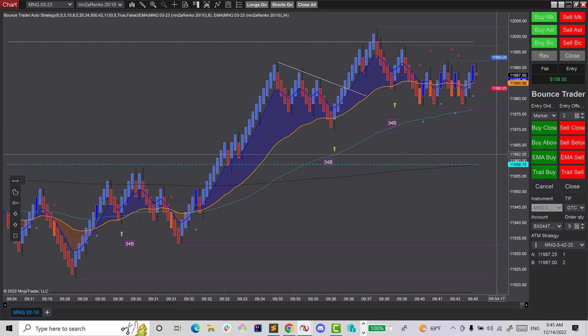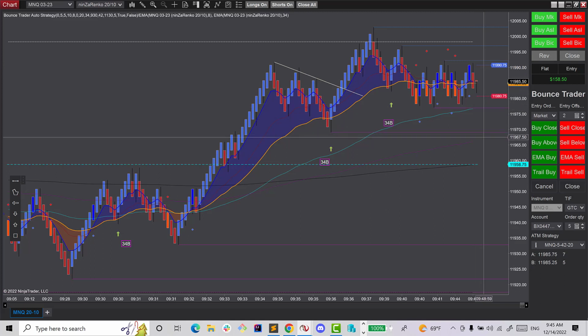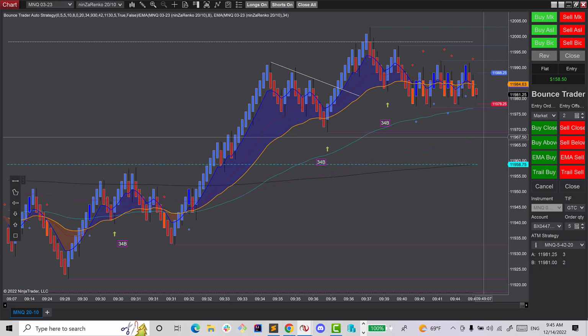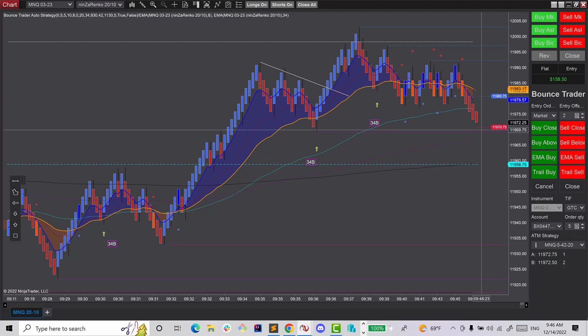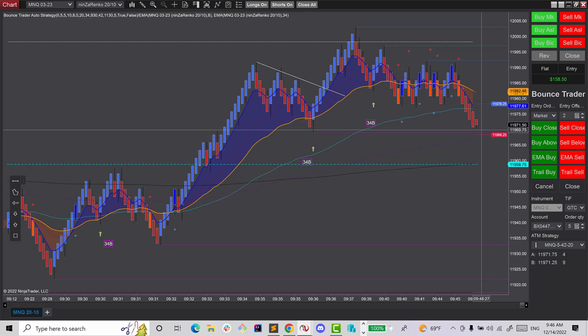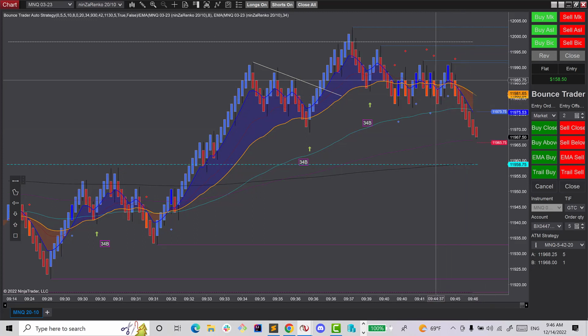At the end of the day, I will post the annotated chart. I would take this trade, I would probably take this trade, because it's kind of breaking out of this. So if we have one more bar, yeah, see, the algo is smart enough not to take those trades.